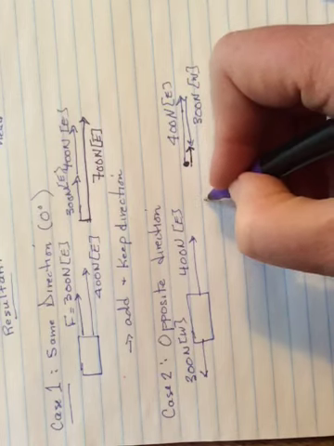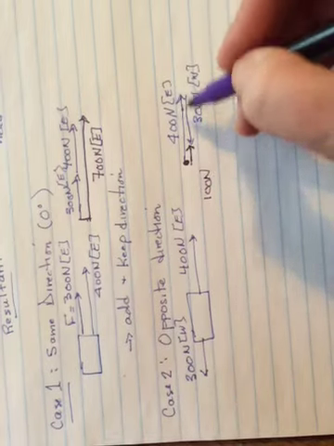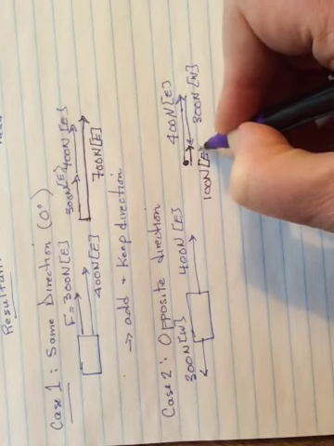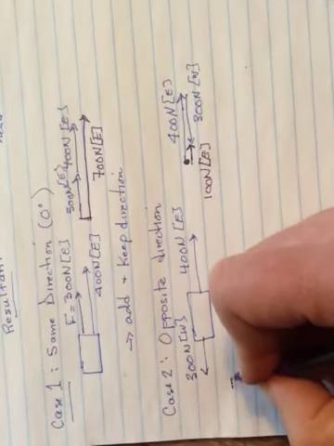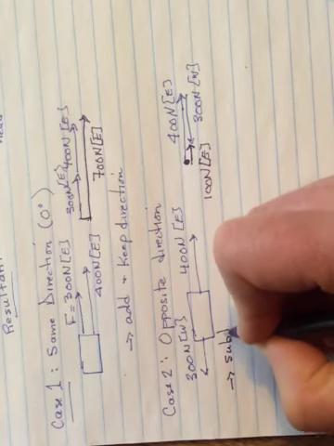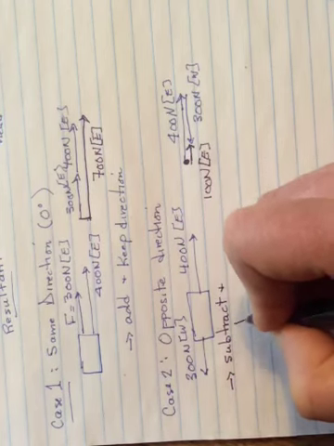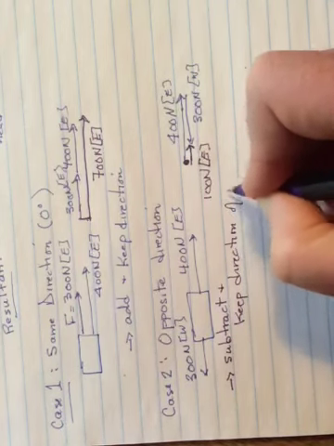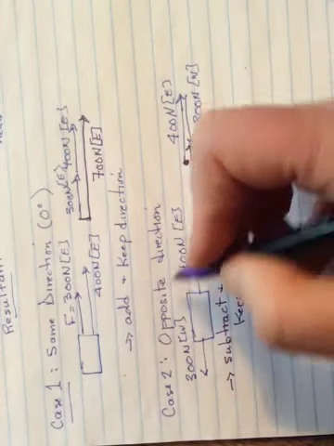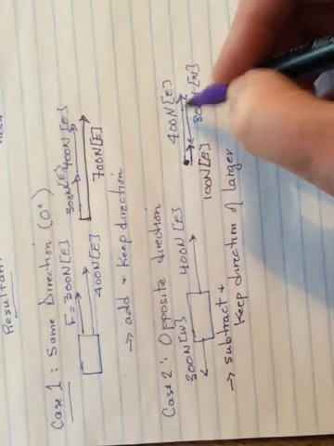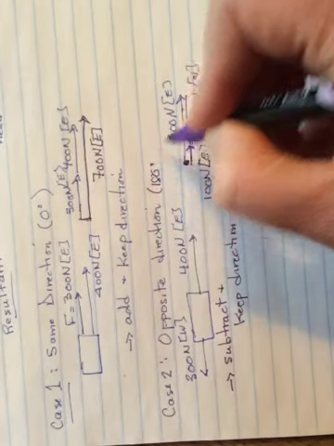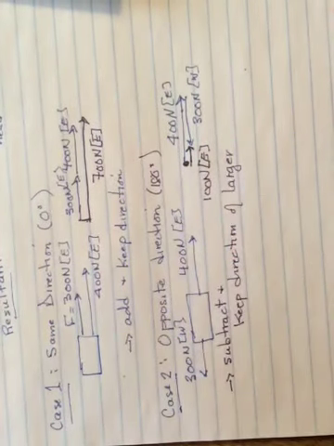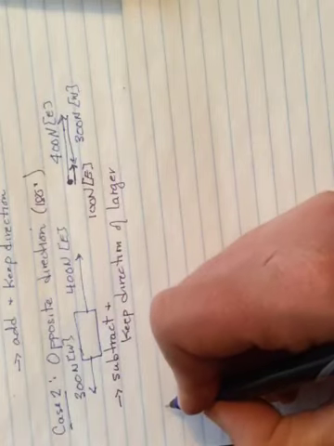So it's 100 newtons, and in what direction? 400 east, 300 west. It should be 100 newtons east. The rule then is subtract them and keep the direction of the larger. Okay, the angle between these would be 180 degrees. So that's case 2. Again, common sense. Case 3, just as much common sense.